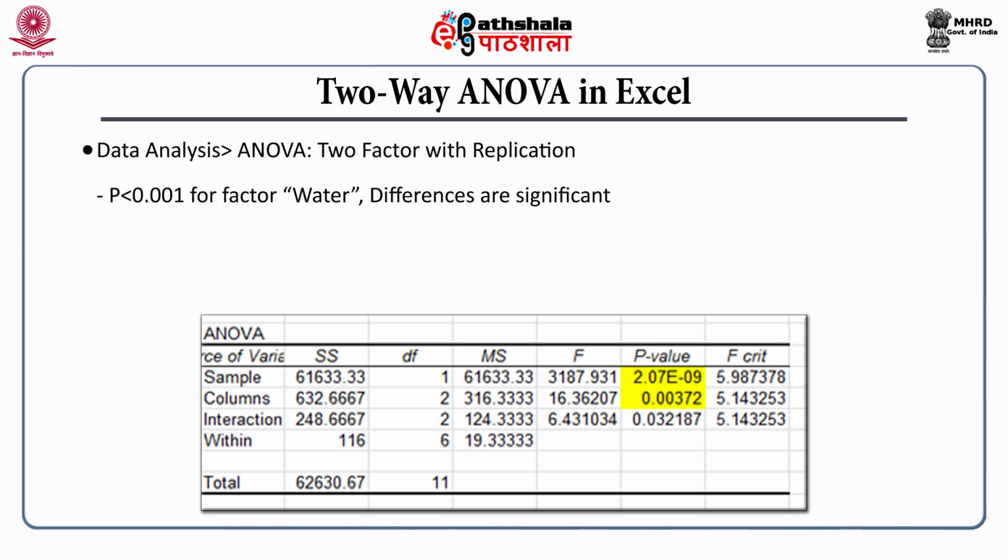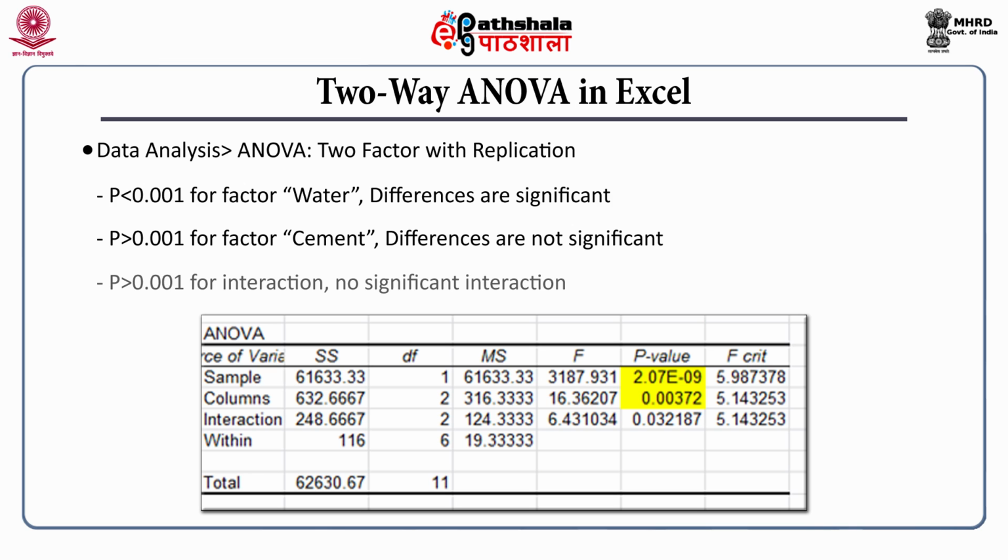So the obtained p value is less than 0.001 for the factor water. So the differences are significant for water. Now for the factor cement, p is higher than 0.001. So the differences are not significant, NS. Now p is also higher than 0.001 for the interaction. So there is no significant interaction between these 2 factors too. So the only significant finding is the water. The volume of water influences the cement setting time, and there is no interaction, or the cement is also not an important factor.